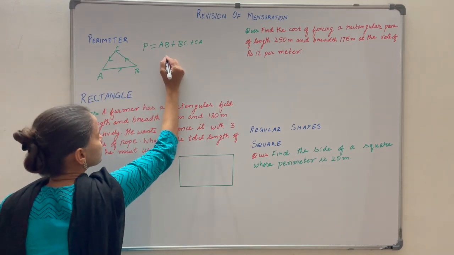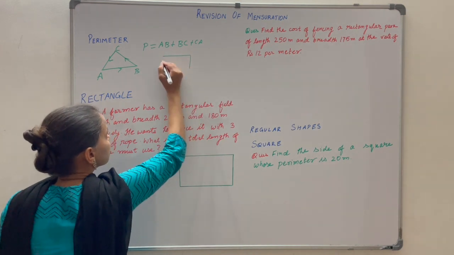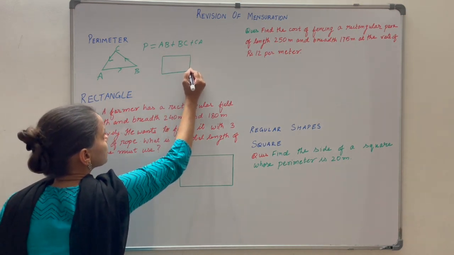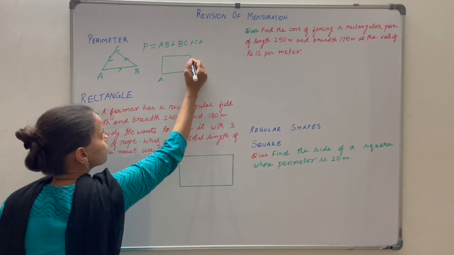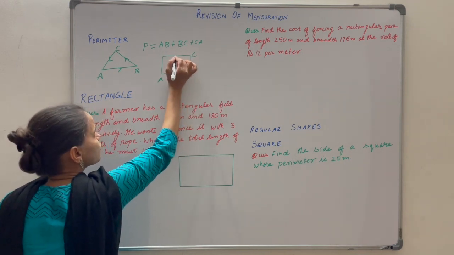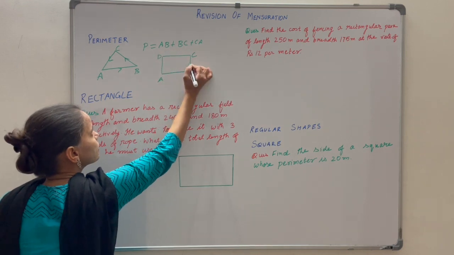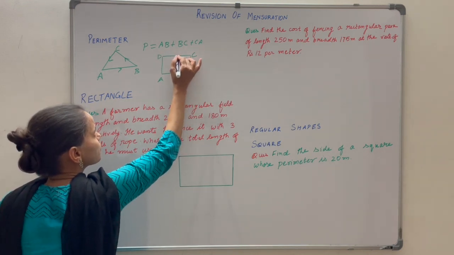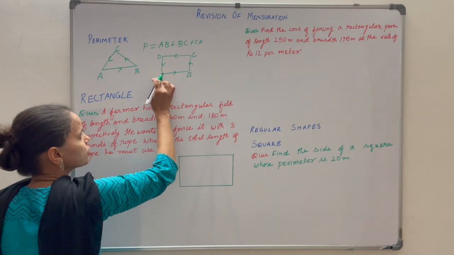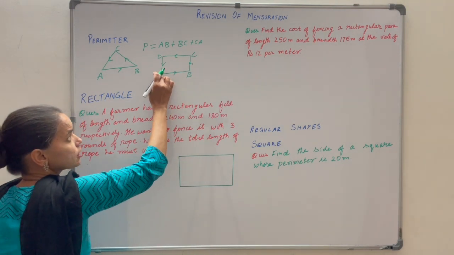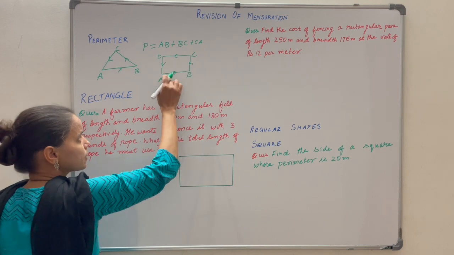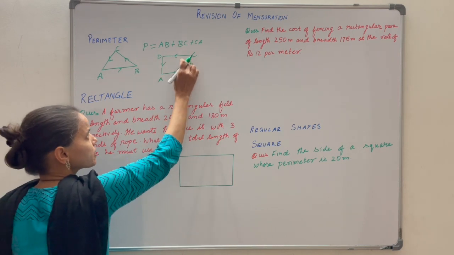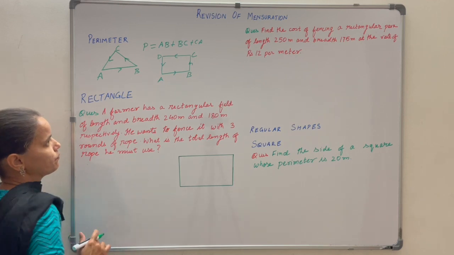So if you have a figure like this, then what is the perimeter? Suppose you are standing here. From A you went to B, from B you went to C, from C you went to D, and then from D you came back to A. So the perimeter is the distance covered on the boundary when you go around the figure once. So the perimeter is AB plus BC plus CD plus DA.